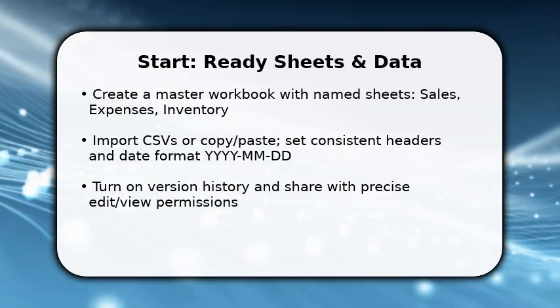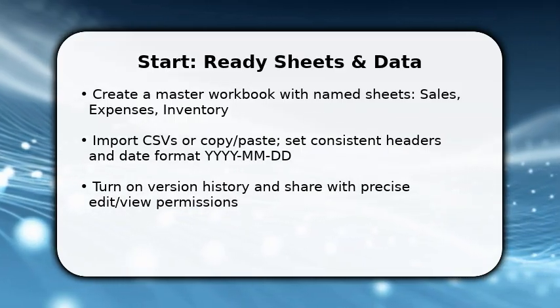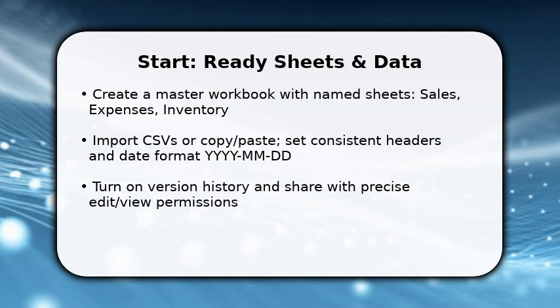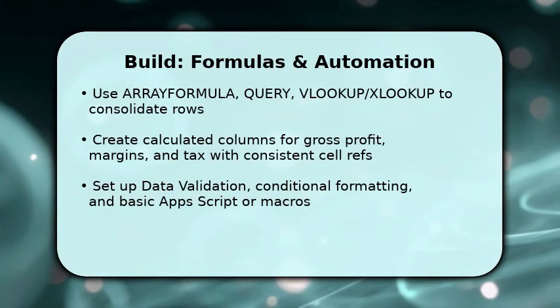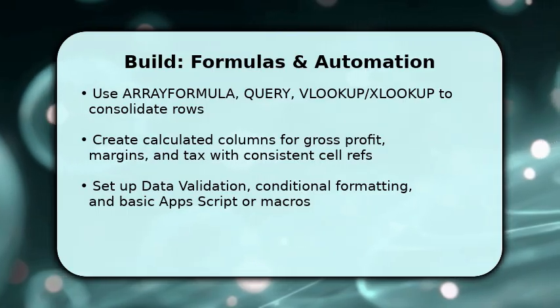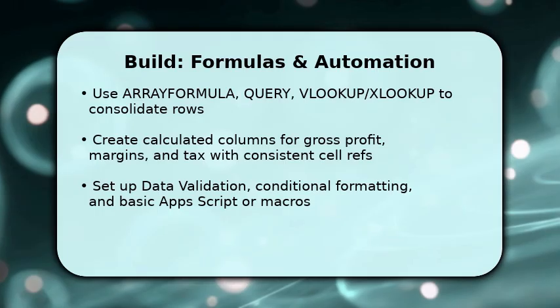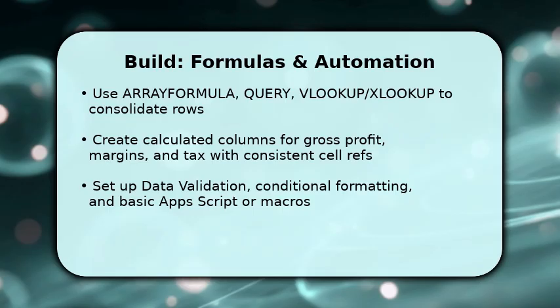Also share with collaborators using edit or view permissions. Avoid broad access. These first steps let you build reliable models and avoid messy cleanups later. Next, consolidate and automate. Use array formula and query to roll up rows and XLOOKUP or VLOOKUP to pull product details into transactions. This reduces manual copying.